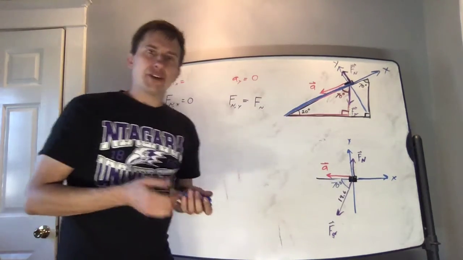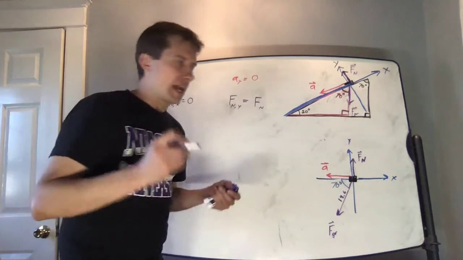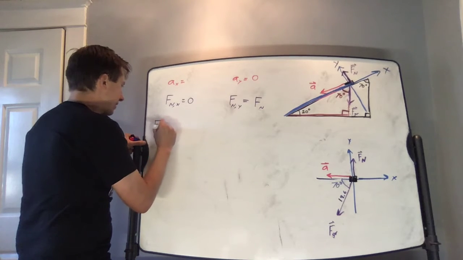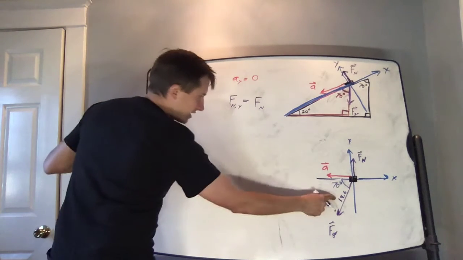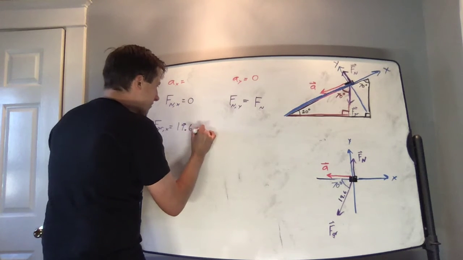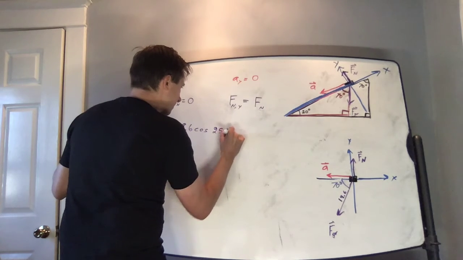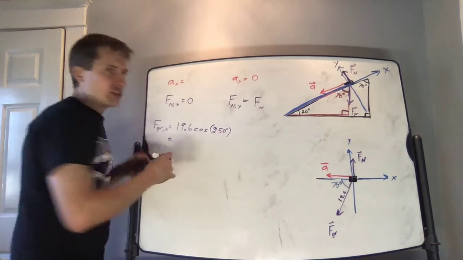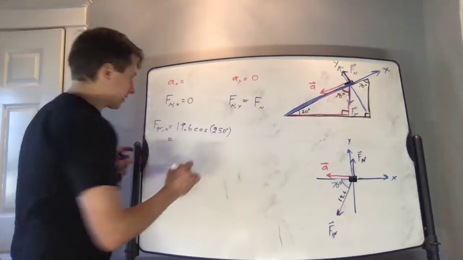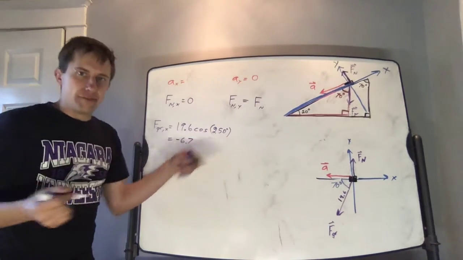At this point, I have enough information to write out the components of the force of gravity. I would write the force of gravity in the x direction as 19.6, the magnitude of the force of gravity, times the cosine of 250 degrees. When I put that number into a calculator, I get the force of gravity in the x direction is negative 6.7. How did I get this 250 degrees?